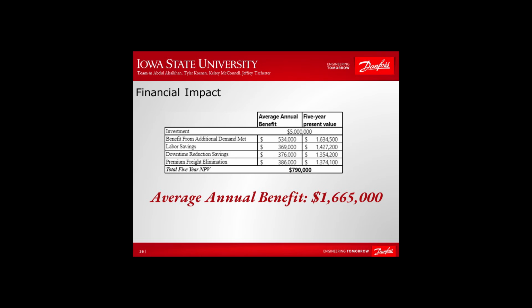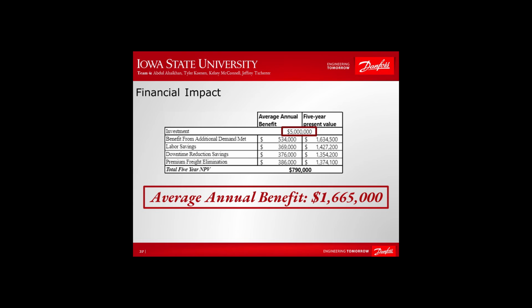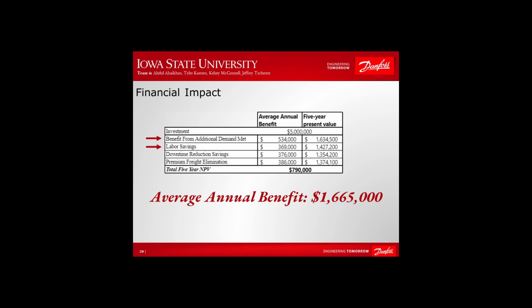substations. Danfoss's selected course of action for this project was to go with our recommended alternative of an automated assembly line redesign. The investment for this project is $5 million including automation, and the average annual benefit is $1,665,000. These benefits are from meeting demand, eliminating overtime, reducing downtime, and eliminating the need for premium freight. The total 5-year net present value of this project is $790,000.